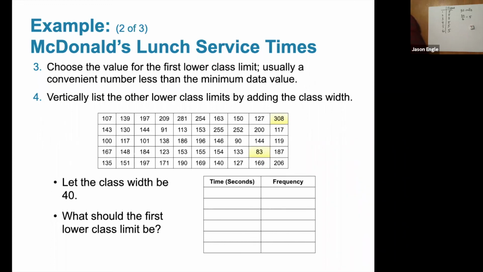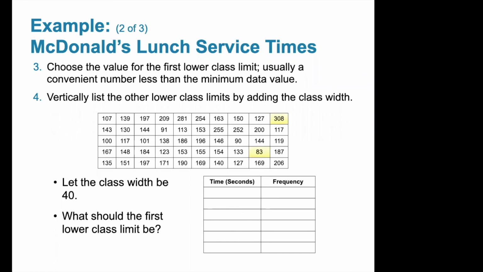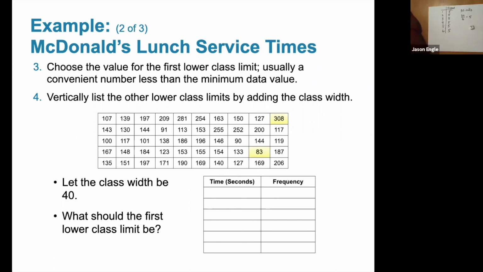And step 3 in my step-by-step instructions was to choose the value for the first lower class limit. I think previously we used 75 as our first lower class limit. Is that right? Well, this time it's usually going to be a convenient number. Again, what do I mean by convenient? A multiple of 10 or maybe a multiple of 5, that's less than the minimum.